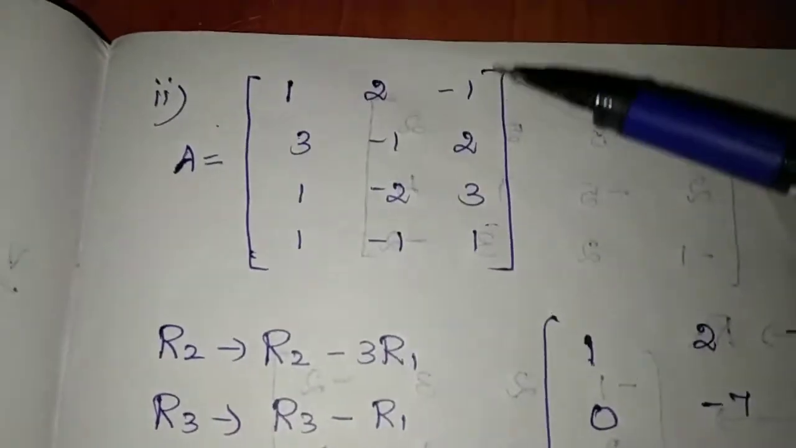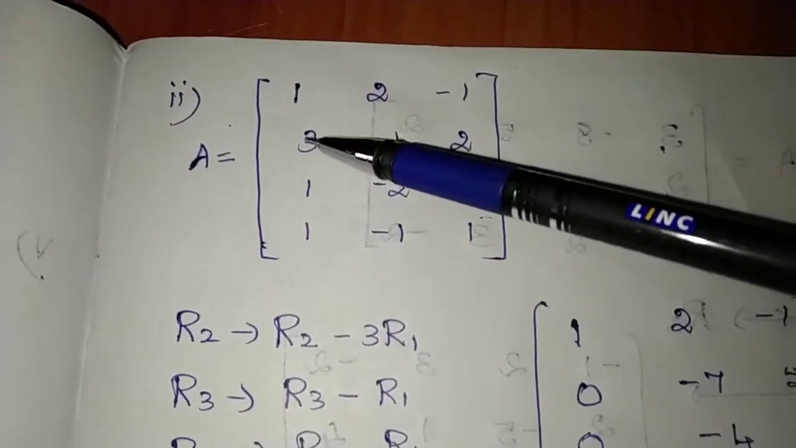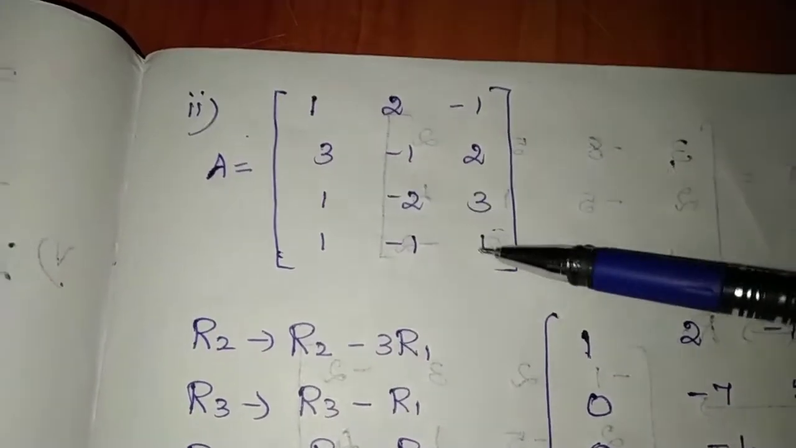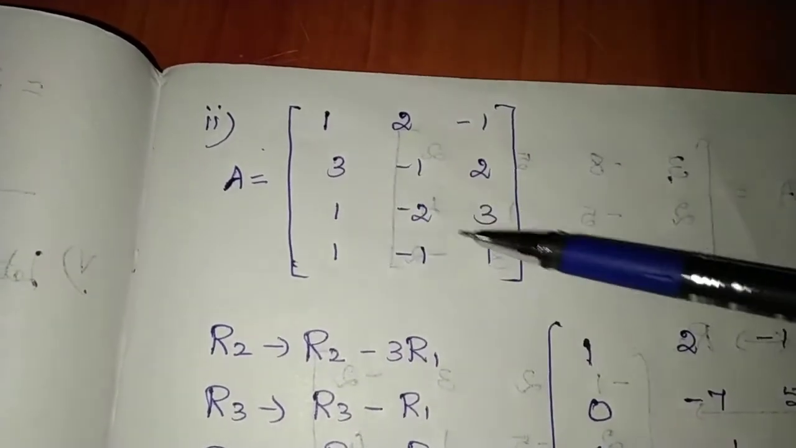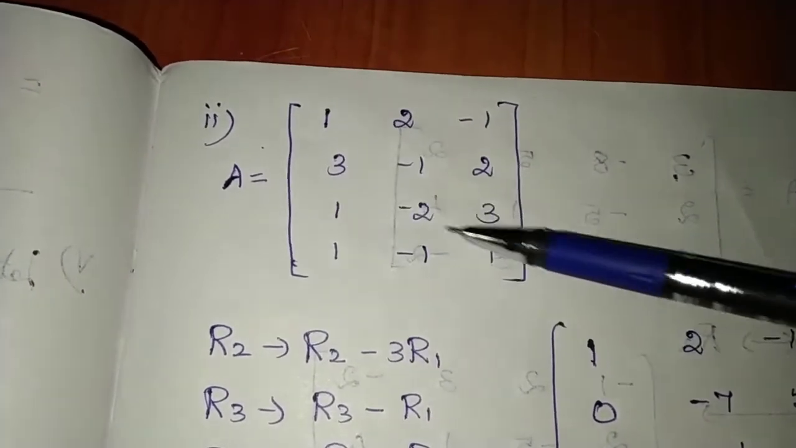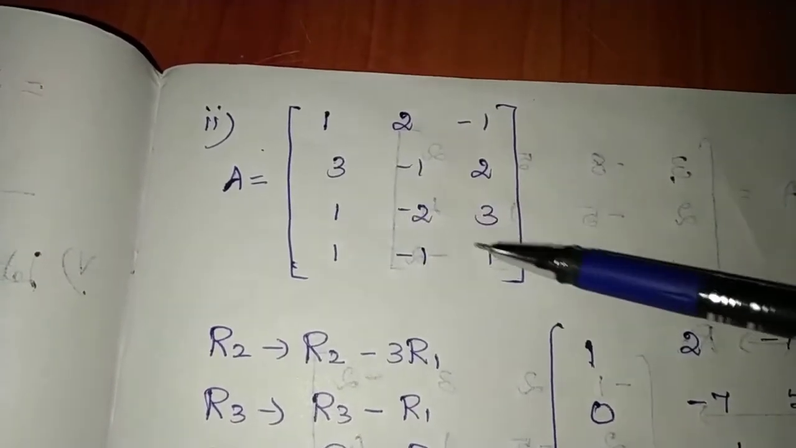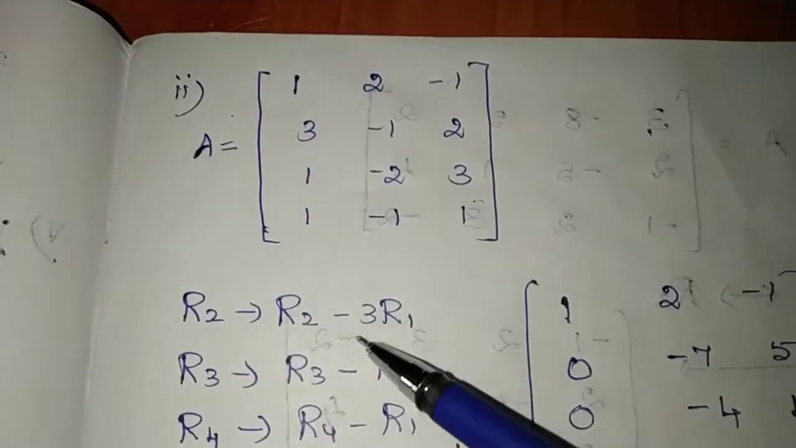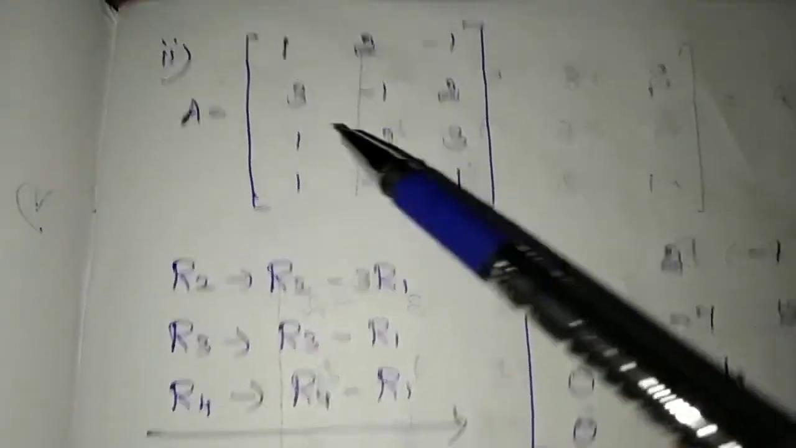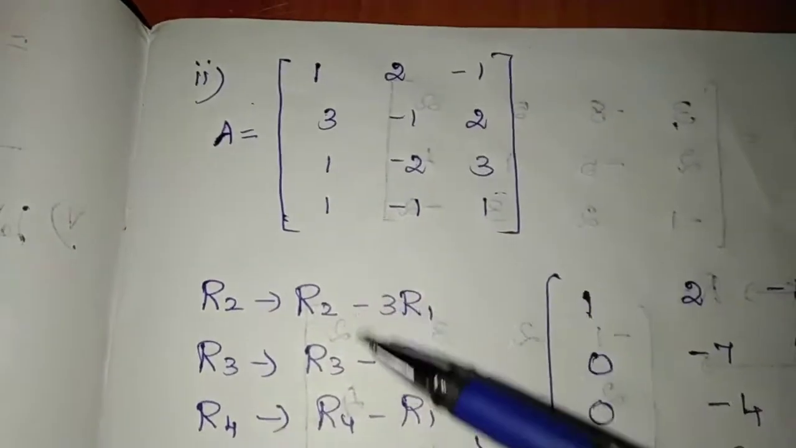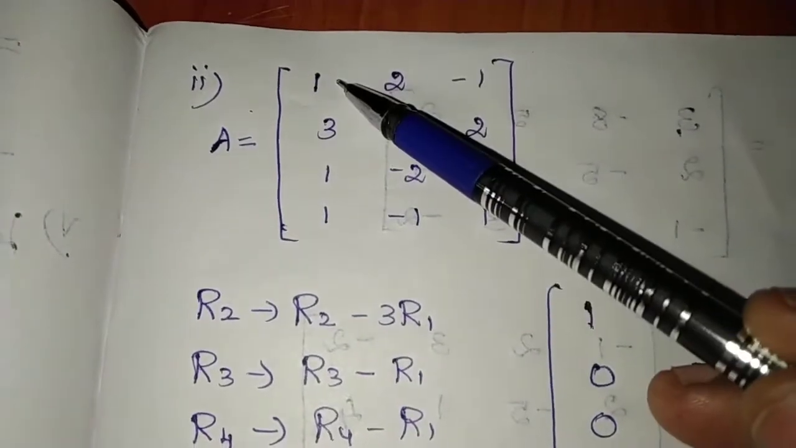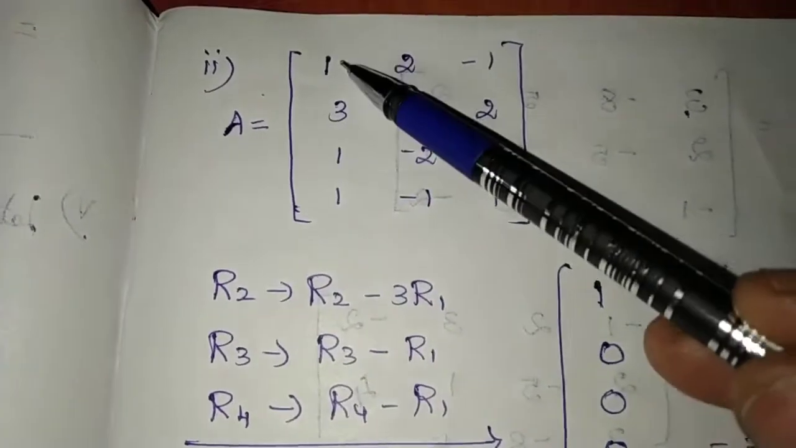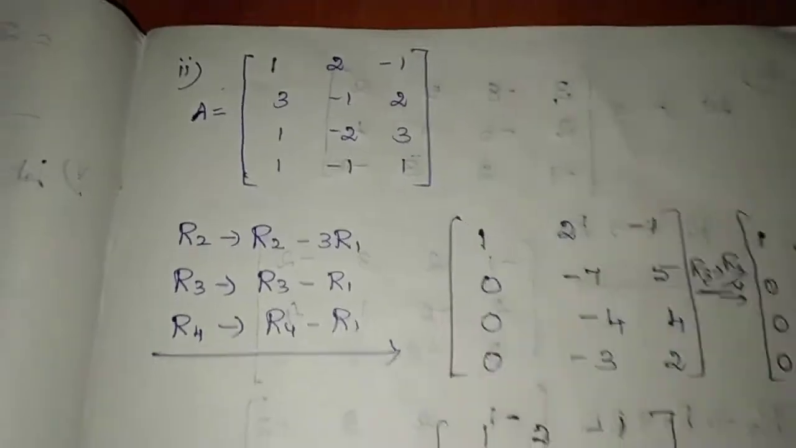And the second sum, see that one. Here also we want to find this. We have to make this triangular form to make 0. R2 implies R2 minus 3R1. Here R3 minus R1. Here R4 minus R1. See that one.